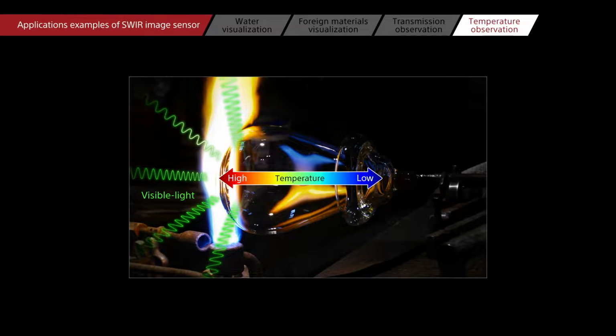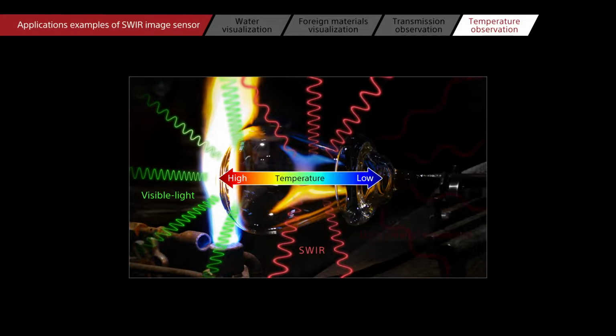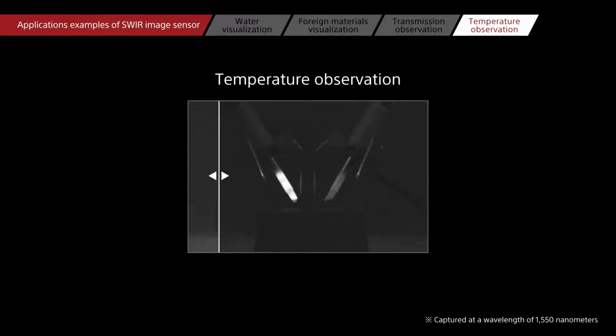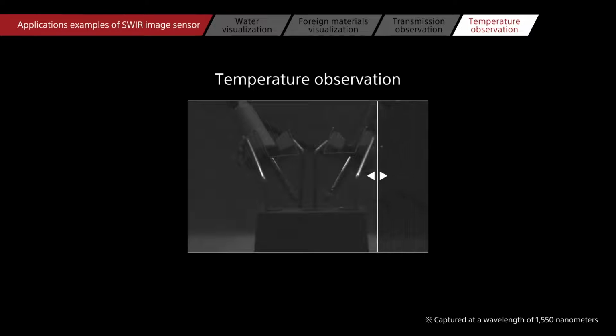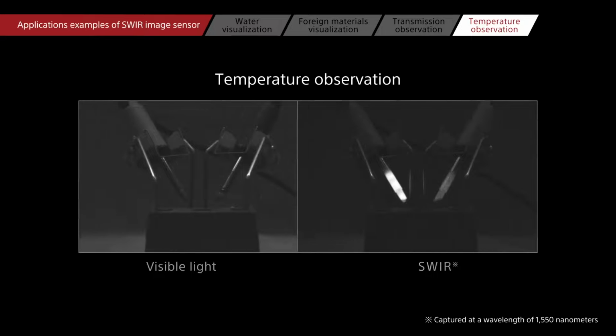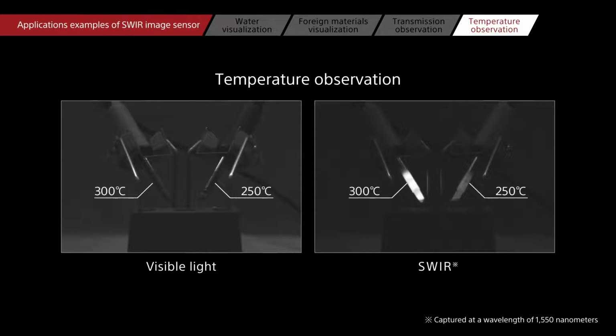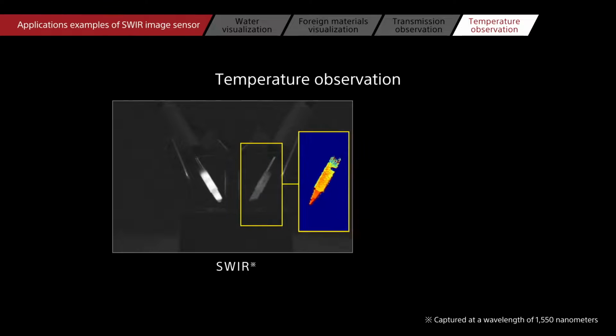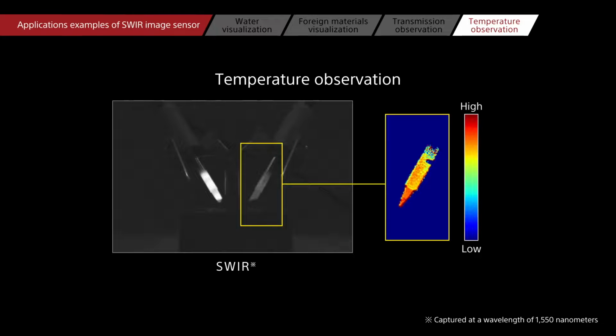Image sensors capture an object's thermal radiation as brightness. Visible light images can be taken from around 700 degrees Celsius and above. SWIR images can be taken from around 250 degrees. This example shows the difference between 250 and 300 degrees. This allows SWIR imaging to be used for monitoring the temperature of welds and other hot areas.